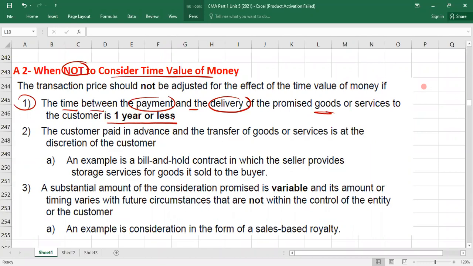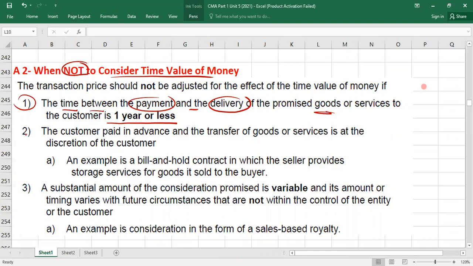Understood? Previously we were saying that if the difference between the delivery of items and the receipts is more than 1 year, we adjust. But now if the difference is 1 year or less, no need to adjust. Point number 1 is clear. Theoretically, you have to remember this point, especially the things which I am highlighting, because it will help you to solve a lot of theoretical questions.